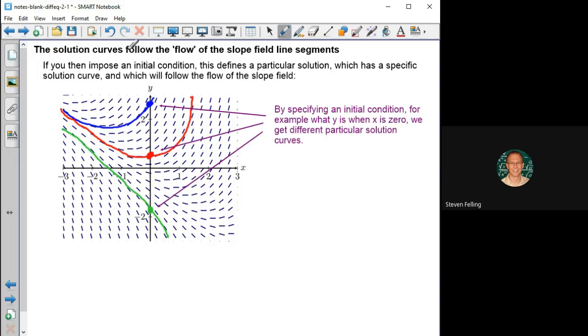That means that different solution curves will end up following the flow of the slope field line elements. And then if we wanted to know a particular solution curve, we'd have to know the initial condition. If the initial condition was this point, then it would be the solution curve that builds into and eventually flows through that point. If the initial condition was this, it would be this one, or maybe we had to go through this point here, which would be this right here. So it's a particular solution curve that's flowing along the slope field, but going through a specified initial condition point.